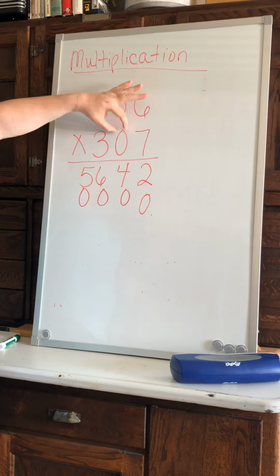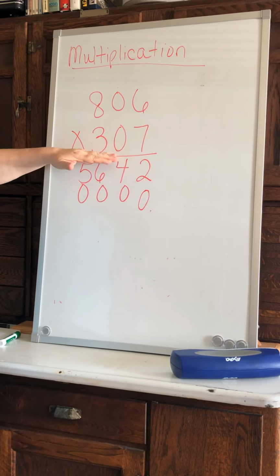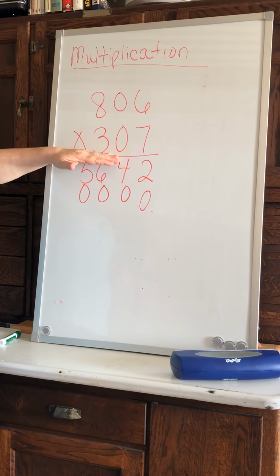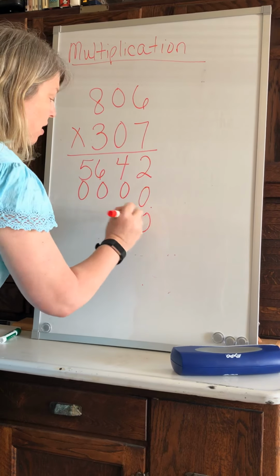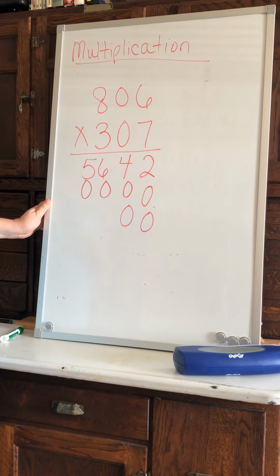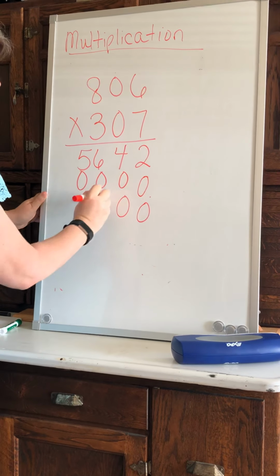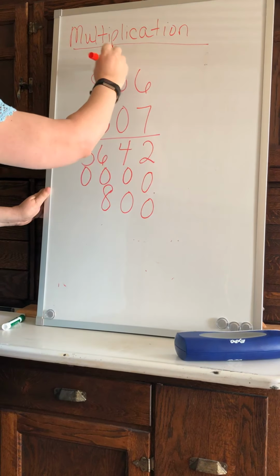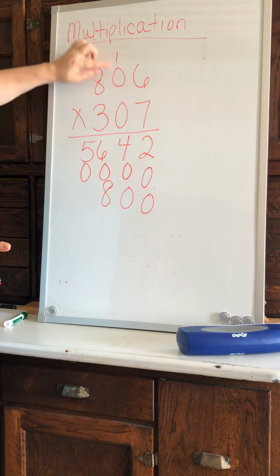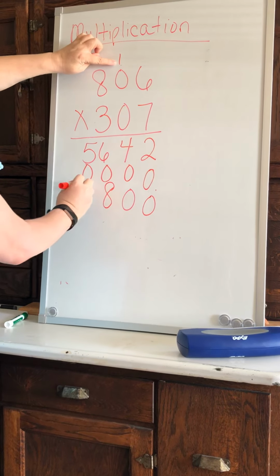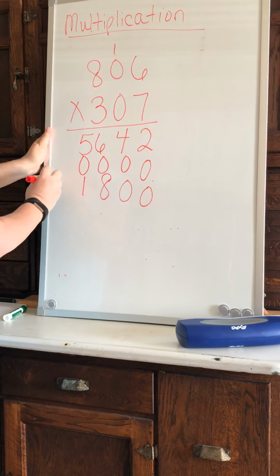All right. So if I went over to the second number and I put 1 0 down here, I'm going to go over to the third number. How many zeros am I going to put? I'm going to put 2 down here, and then I can start. Okay, 3 times 6 is 18. You're going to carry that 1. 3 times 0 is 0. Plus 1 is 1. 3 times 8 is 24.